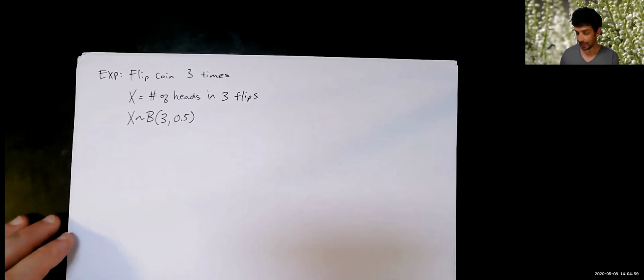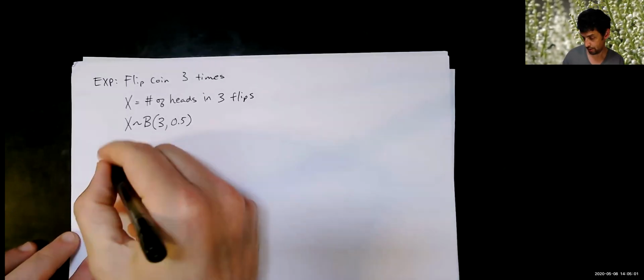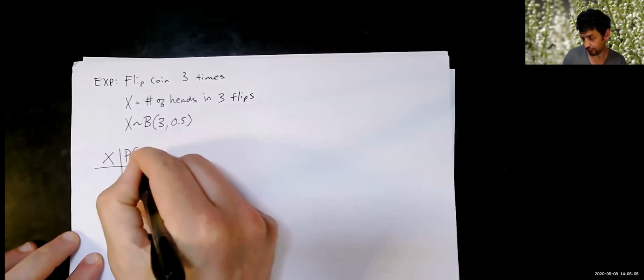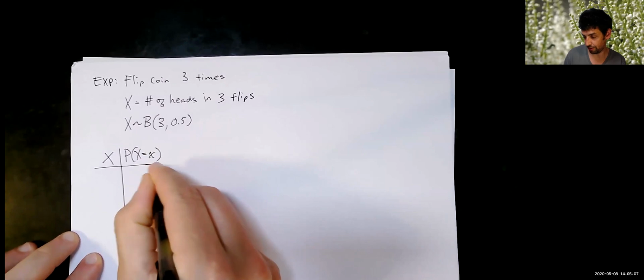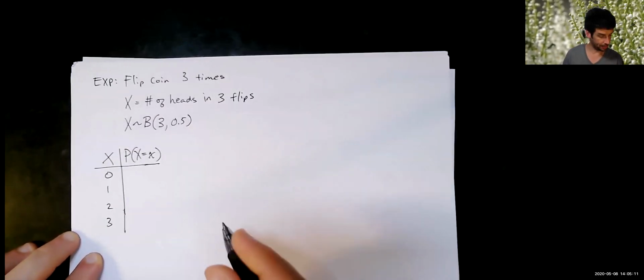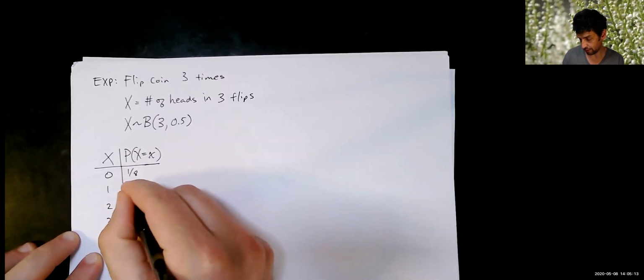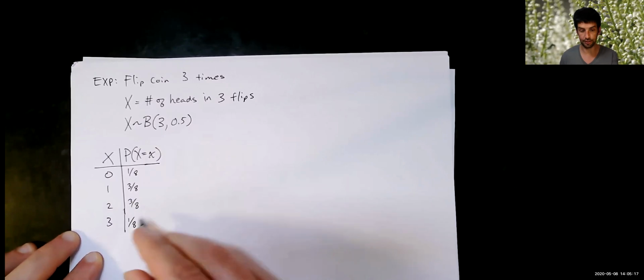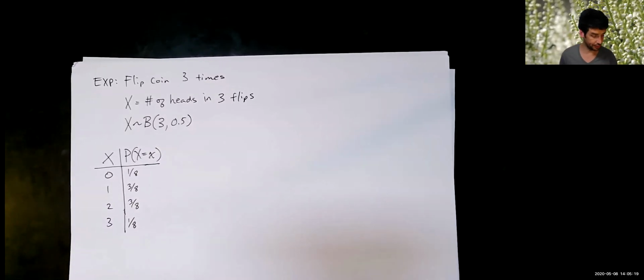Okay, we have done this experiment enough that I think I can just write out our distribution without explanation. We've written out the sample space many, many times. This one is 1/8, 3/8, 3/8, 1/8, right? These are our probabilities of getting each of these values.